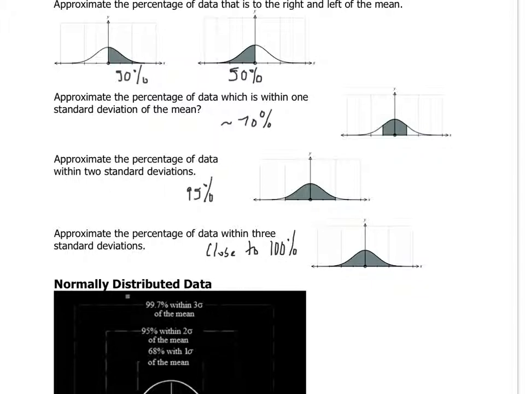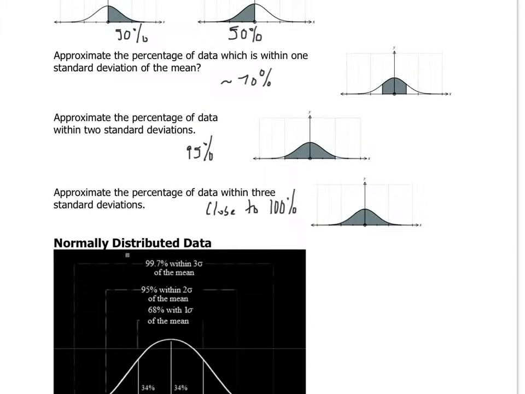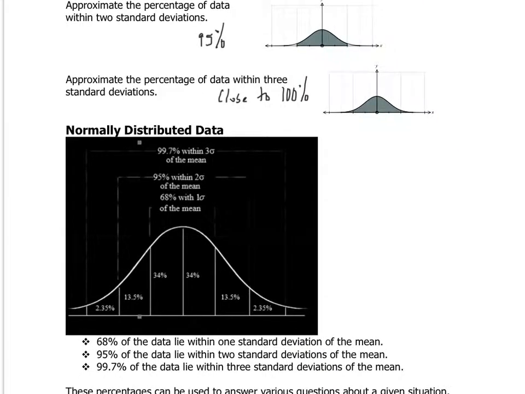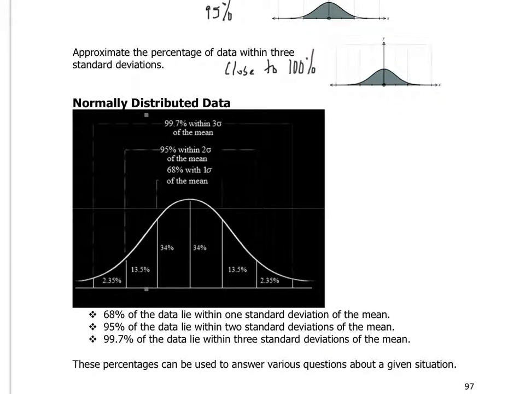Might be a good approximation. So if you look at the diagram below, it kind of, for whatever reason, darkened when we put it onto this iPad, but the normally distributed data, the percentages are listed for you. Within 1 standard deviation of the mean, you've got the 2.35, 13.5 and 34%, so that would be 68% of the data, so our estimate of 70% we said was a pretty good estimate.